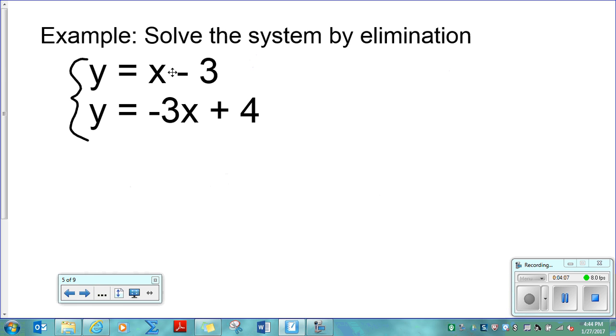These x's already have opposite signs, but they don't have the same coefficient. So I could change that to get the same coefficient. And that's what I'm actually going to do. I'm going to multiply the entire equation by 3. Okay?